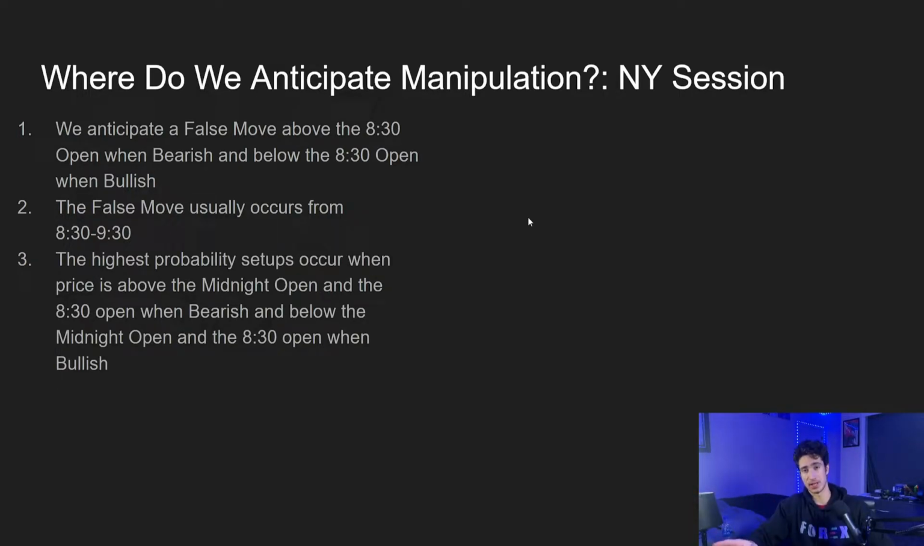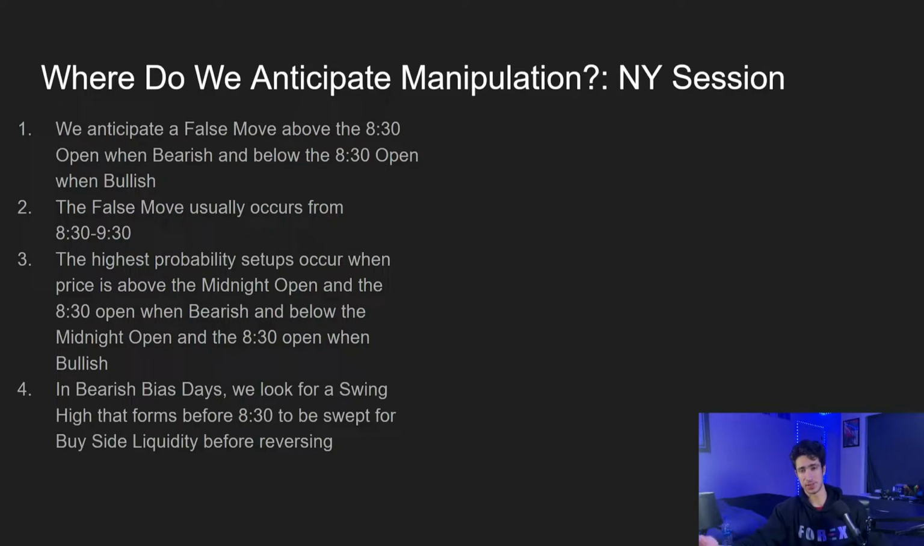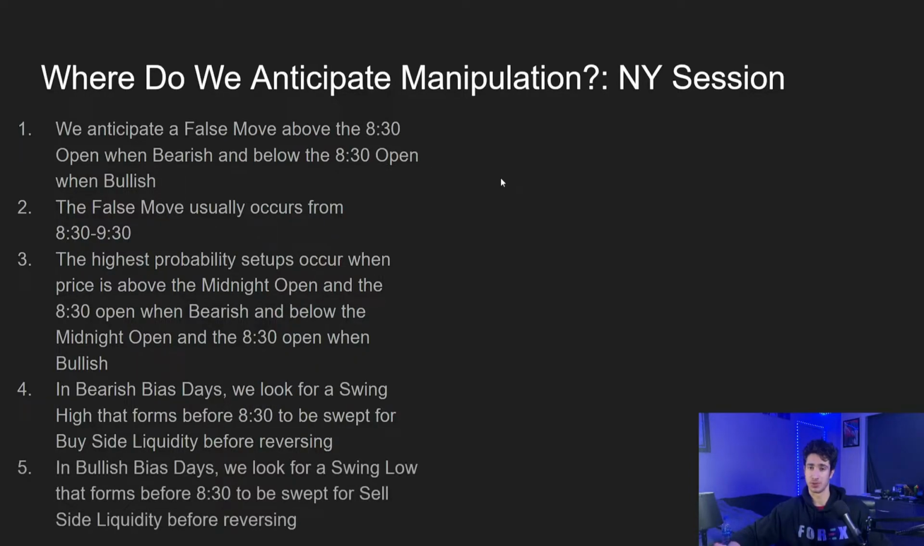When you're capitalizing on the daily range, the highest probability is buying when we have a sweep below the 8:30 open and the midnight open. When we're bullish, we want to buy in a deep discount, so having the midnight open and the 8:30 above us, then we can confidently buy that when we are bullish. In bearish bias days, we delineate a swing high that forms prior to 8:30 for price to sweep before continuing lower, and then for bullish days it is the opposite. We look for a sweep lower of a swing low that formed before 8:30.